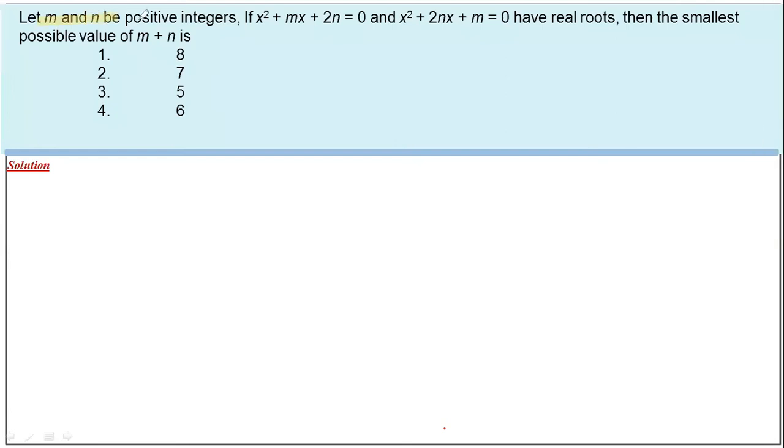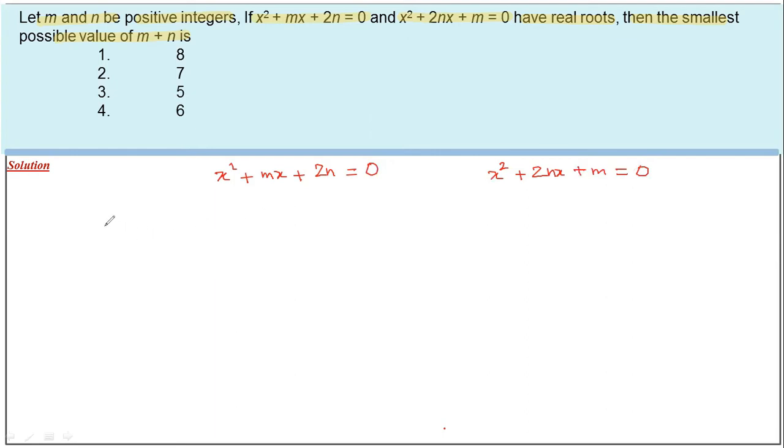Let m and n be positive integers. If x square plus mx plus 2n equal to 0 and x square plus 2nx plus m equal to 0 have real roots, then the smallest possible value of m plus n is which of the following? So given x square plus mx plus 2n equal to 0 and x square plus 2nx plus m equal to 0.